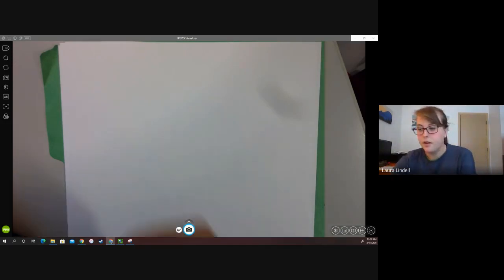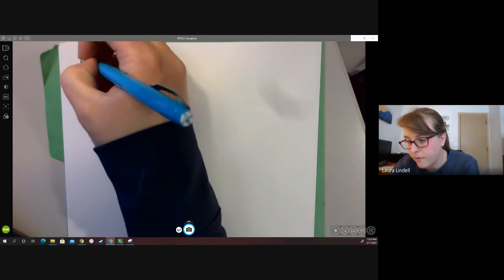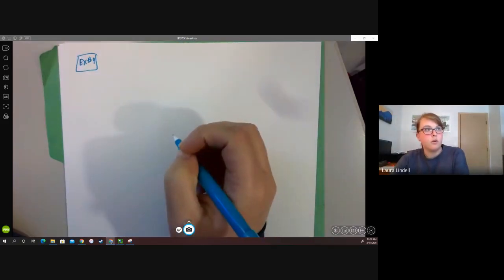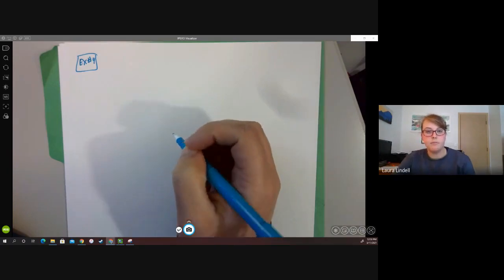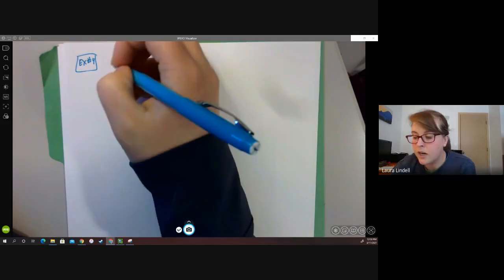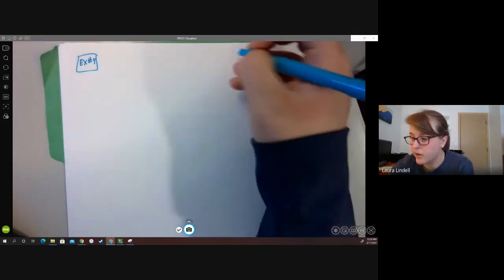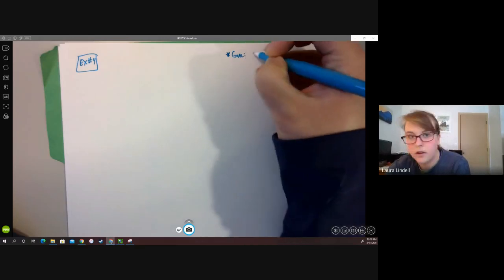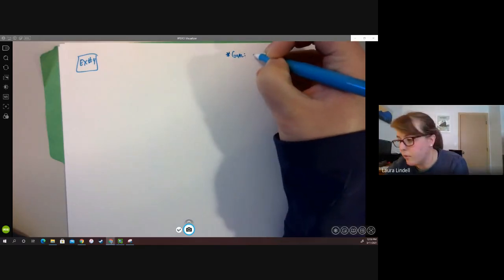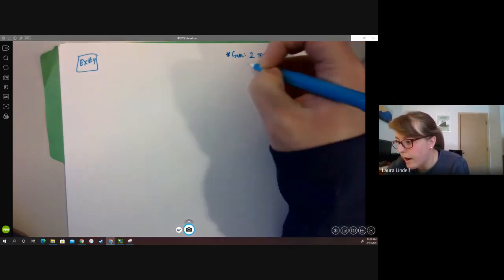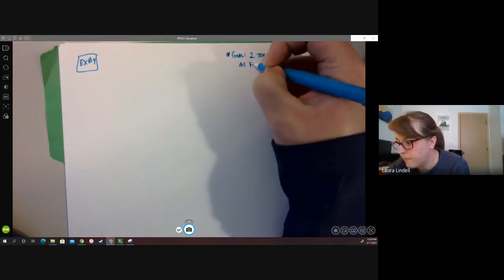So here we go. I think this is example 4. Our goal is to simplify these and get them down to as few terms as possible. So when we talk about simplifying trig expressions, we want one term, or as few as possible.